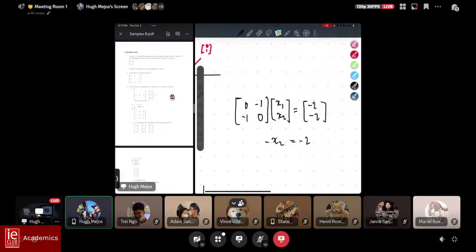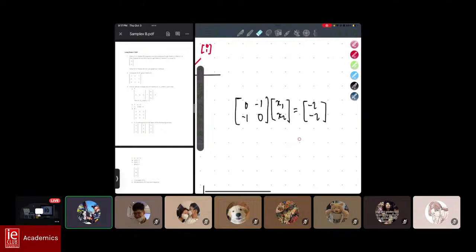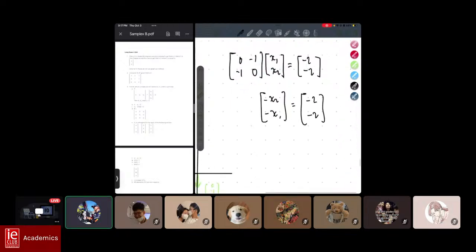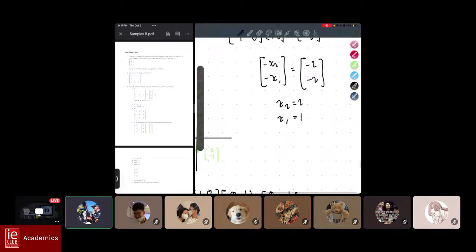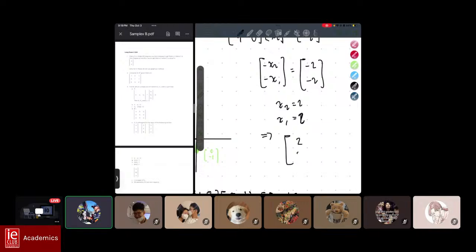Actually, let's do this in formal matrix form. So this just basically becomes this times this. So magiging -x2, and then this times this, magiging -x1, -2, -2. Solving for this, we get na x2 is equal to 2, x1 is equal to 1. Therefore, your original matrix, x1 is equal to 2 then. So therefore, your original matrix is 2, 2.